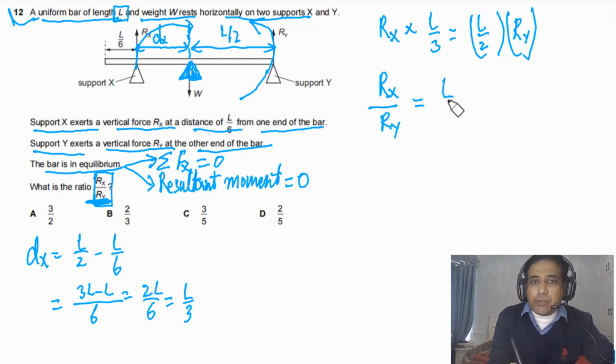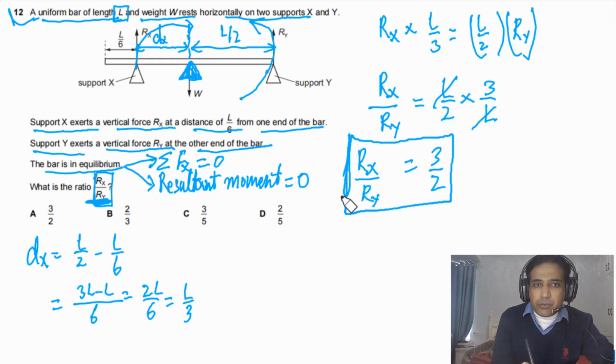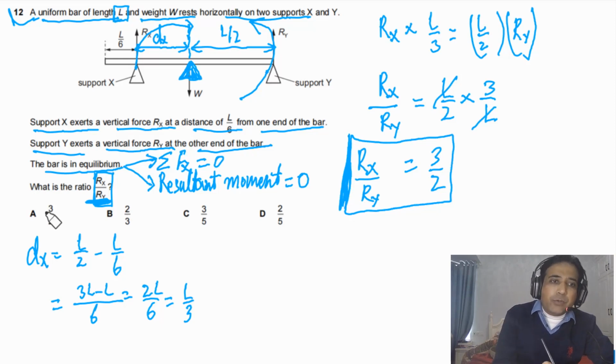We can simply write down L by 2 multiplied by 3 by L. Now we can cancel L with L, so we are left with 3 by 2. This is our final answer. Simply, we needed to find the ratio between these two forces. So the answer for this question has to be A.